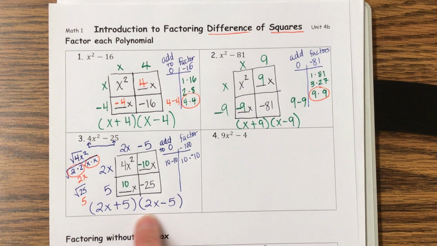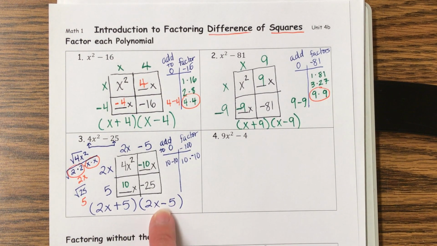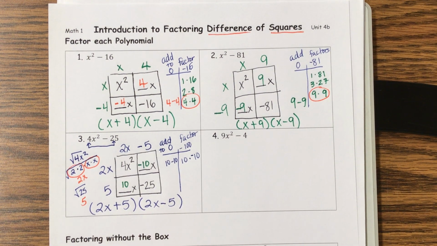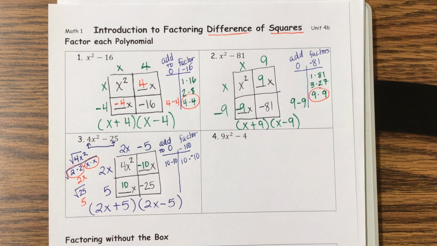So also notice how your factors are complete and total opposites of each other. If you remember back to multiplying, when your factors are opposites like this, they're called conjugates.